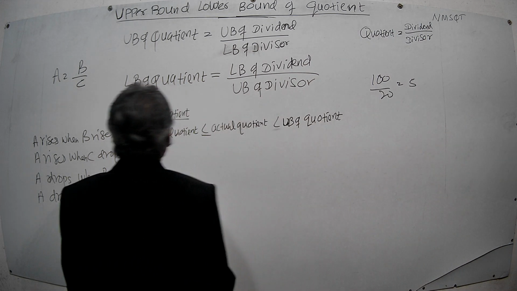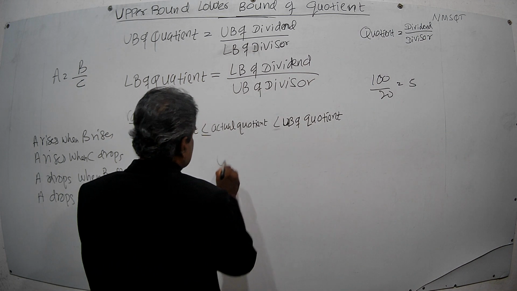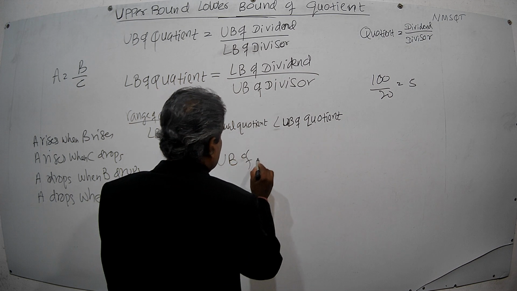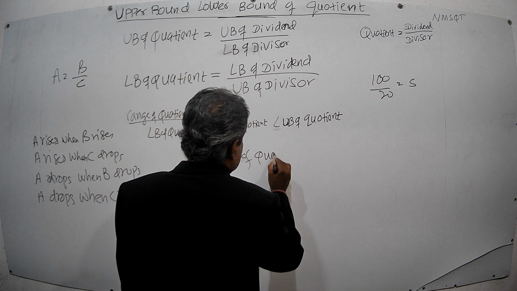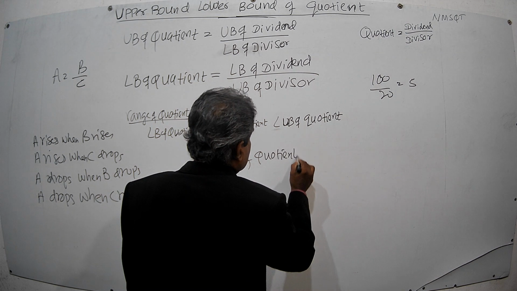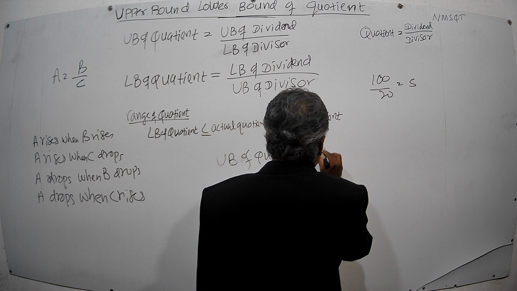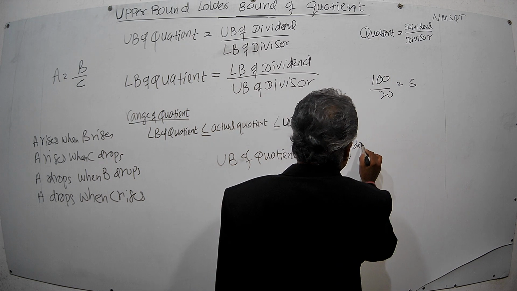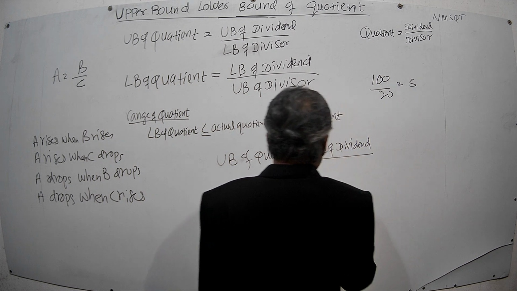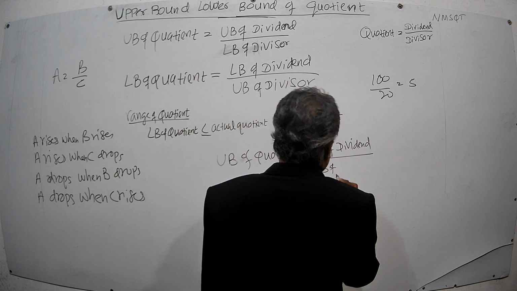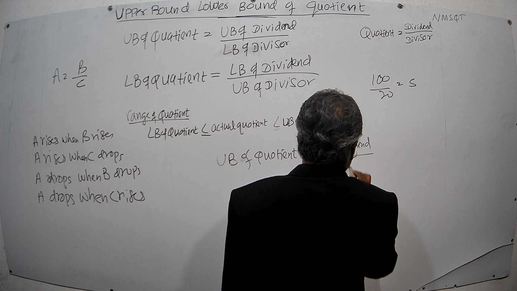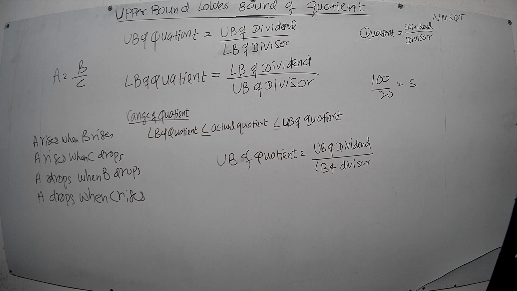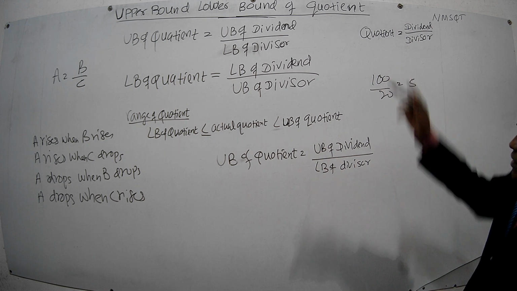Therefore, we can write: upper bound of quotient equals upper bound of dividend divided by lower bound of divisor. That is how we find the upper bound of the quotient.